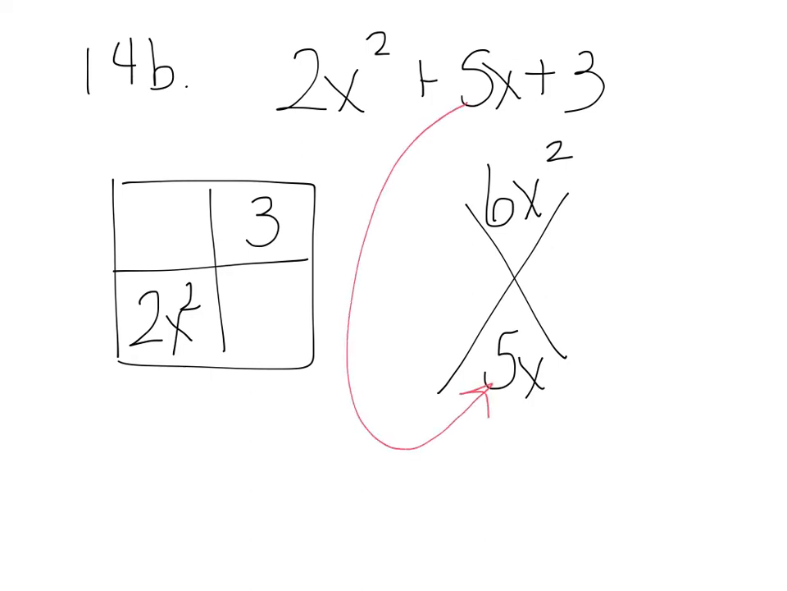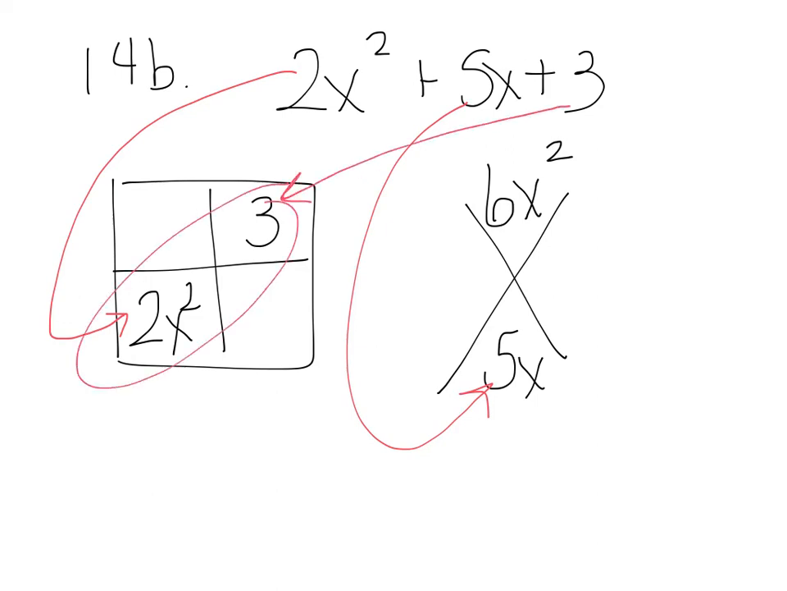Again, this first term gets put in the bottom left. The last term goes in the top right. We multiply them to get the top of the diamond. And that middle term goes in the bottom.